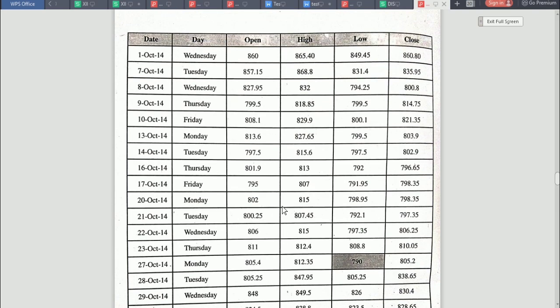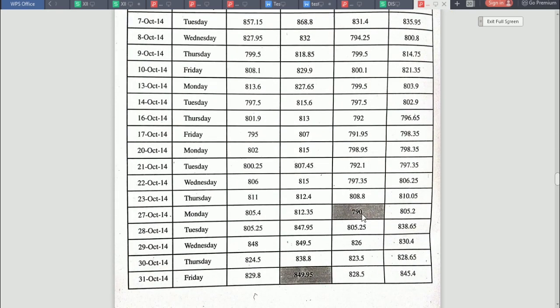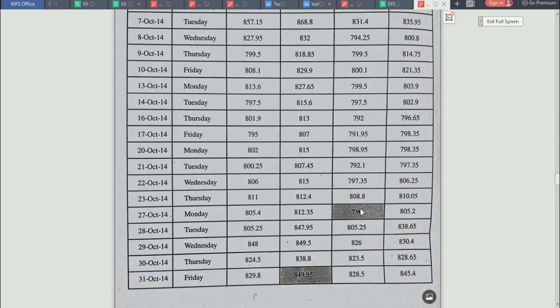It may have been possible if the purchasing price was somewhere here, and the selling price was somewhere here. So it will depend upon the market value of share, the lowest price, and on the lowest price date we have to look further till the last day, which was the highest price. So these two prices I have highlighted. 790 is the lowest price amongst low column, and 849.95 is the highest price amongst high column, but after this date, 27th October. So these two columns have been highlighted.